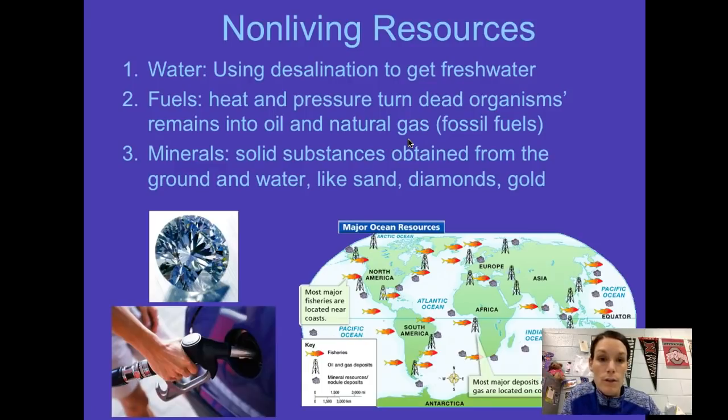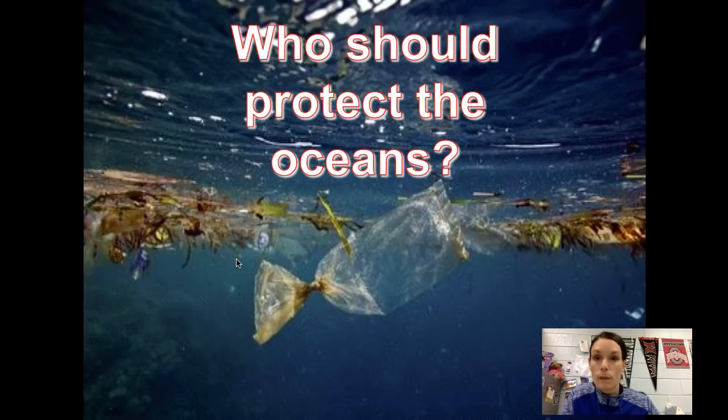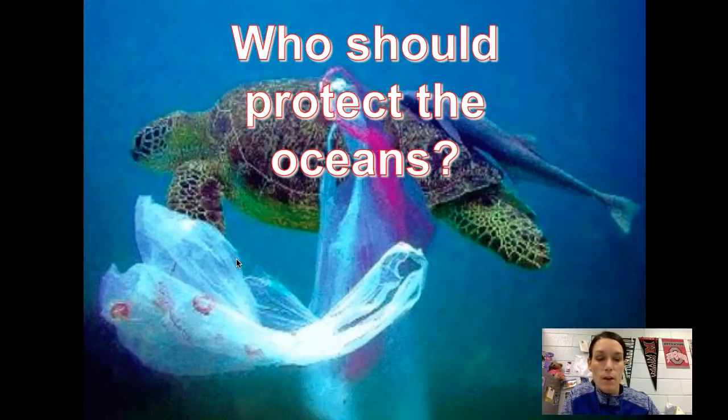Minerals are also found on that continental shelf. Solid substances obtained from the ground and water. A lot of times minerals get mixed up with rocks, and we'll talk a little bit more about that in the geology unit. But diamonds and gold are minerals. So we have lots of substances like that that can be found in the ocean and used for everyday life. All right, so who protects the oceans?